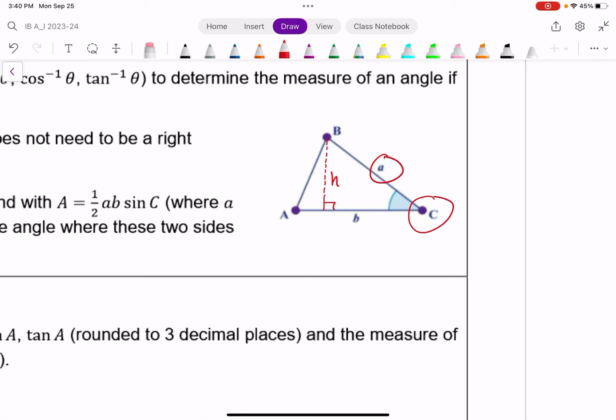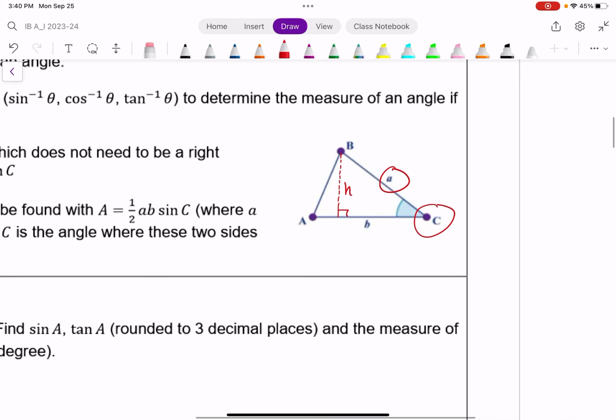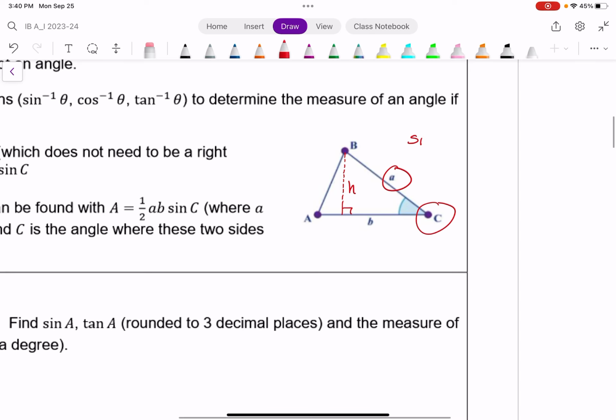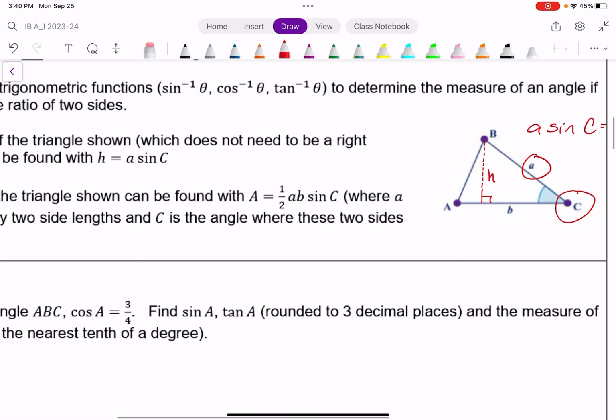And if I know a, that's the hypotenuse in this case, if we think of it as a right triangle. And so notice in this case, I can say the sine of c equals opposite, the height, over a. And if I solve for h, I get h equals a times the sine of c, which is what we see right here. So that height there is always the same as a times the sine of c.